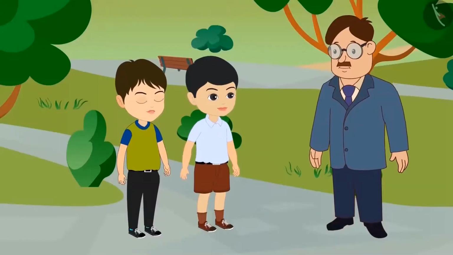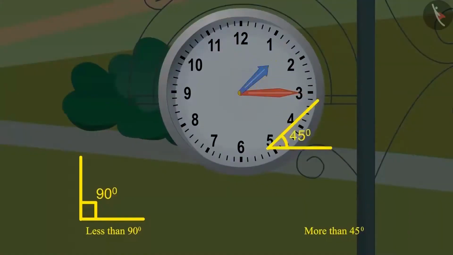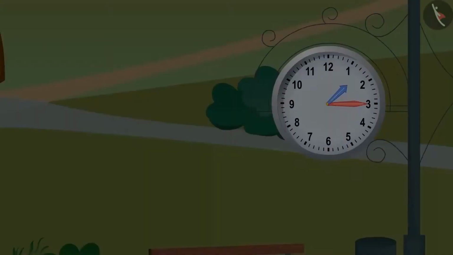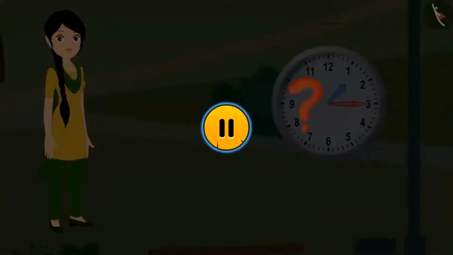Uncle, is there any angle that is less than 90 degrees and greater than 45 degrees? Yes, Golu, why not? Just think. When will such an angle be formed in the clock? If you want, you can pause the video here and think about it.